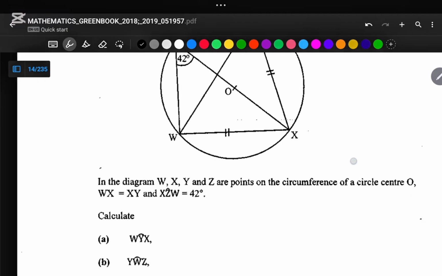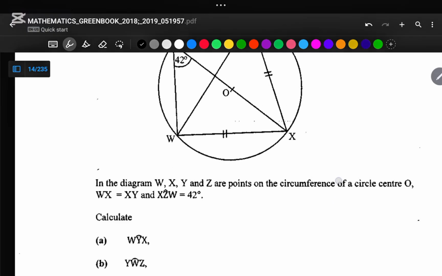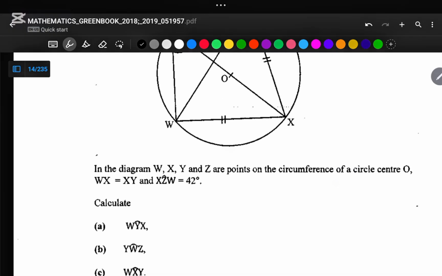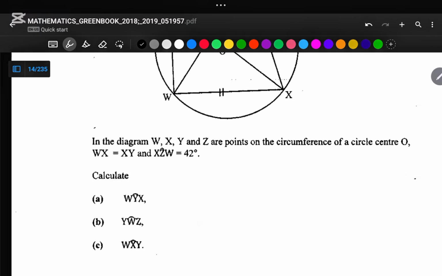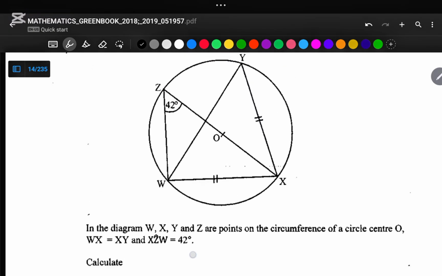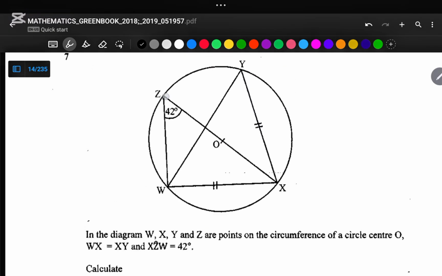And in this diagram, we are told that W, X, Y, and Z are points on the circumference of a circle with the center O. WX is equal to XY, and angle XZW is equal to 42. So we are going to calculate number 1 WYX, number 2 YWZ, number 3 WXY. So these two angles, this one and this one, they are subtended by the same chord. So this simply means that this one will be equal to 42.